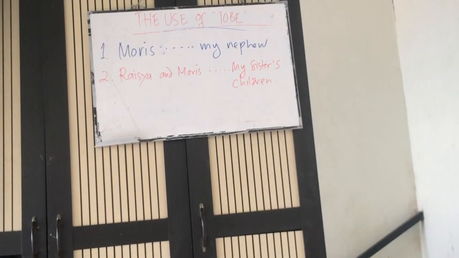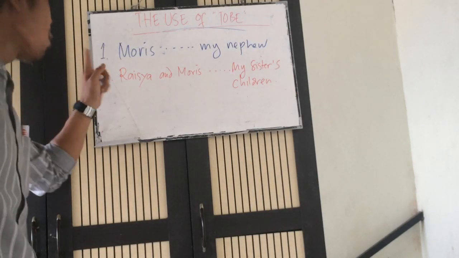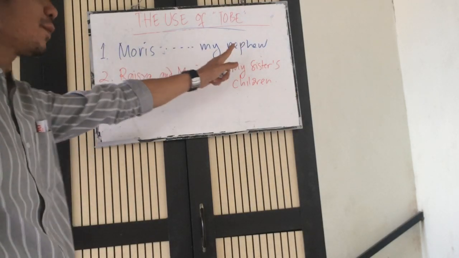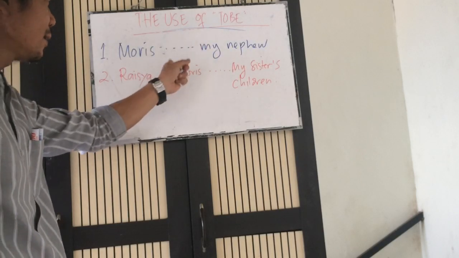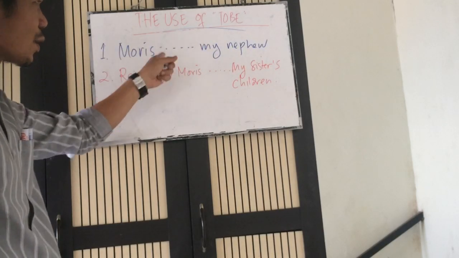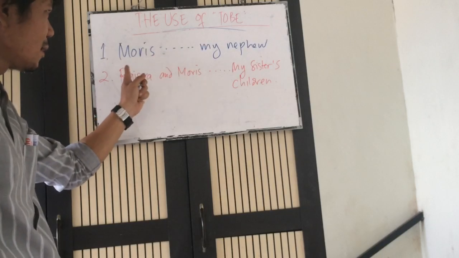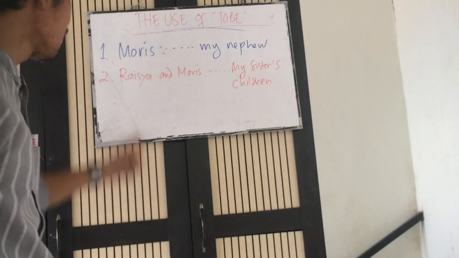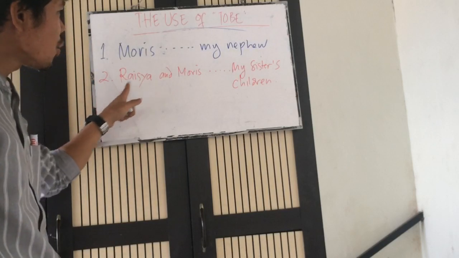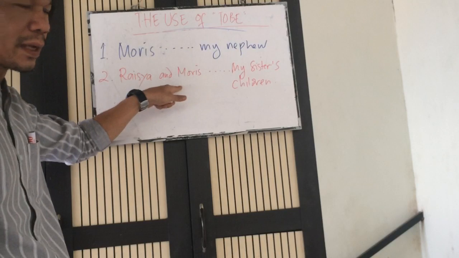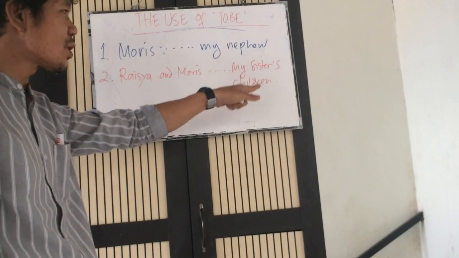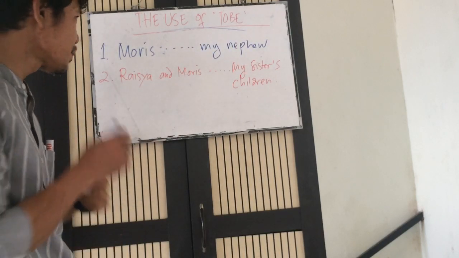Okay, so number one is Maurice blank my nephew, so you have to put the correct to be here, right? Because the subject is Maurice, so what is the to be for Maurice? I had explained to you just now. Number two, Raisha and Maurice. The subject are Raisha and Maurice blank my sister's children, right?